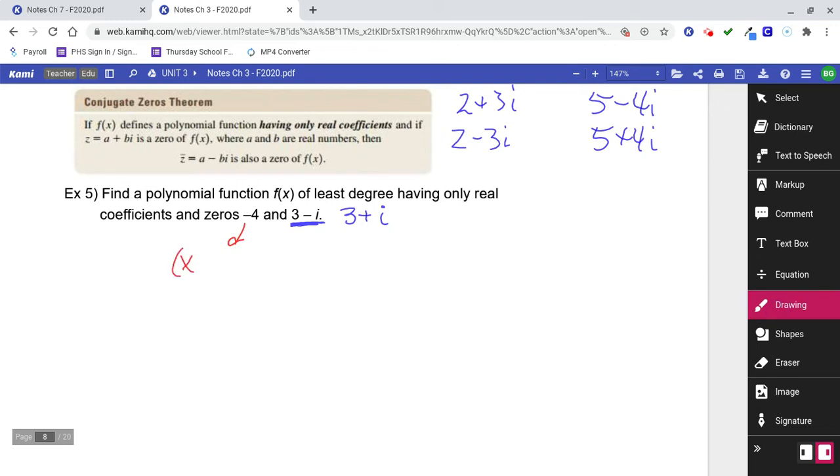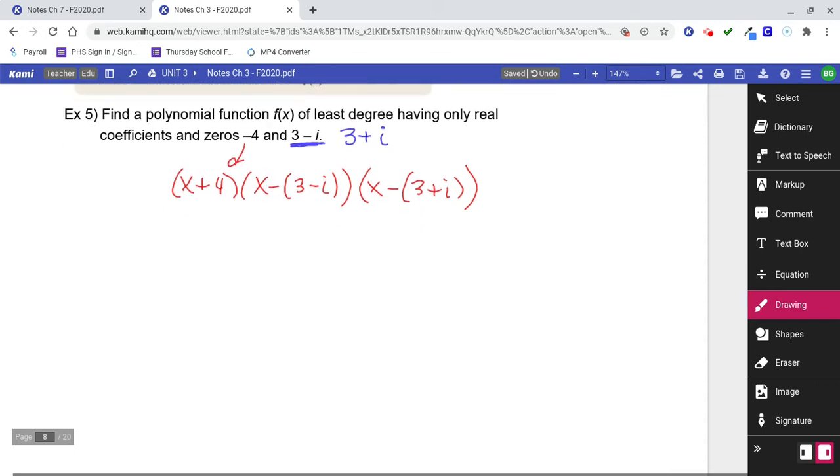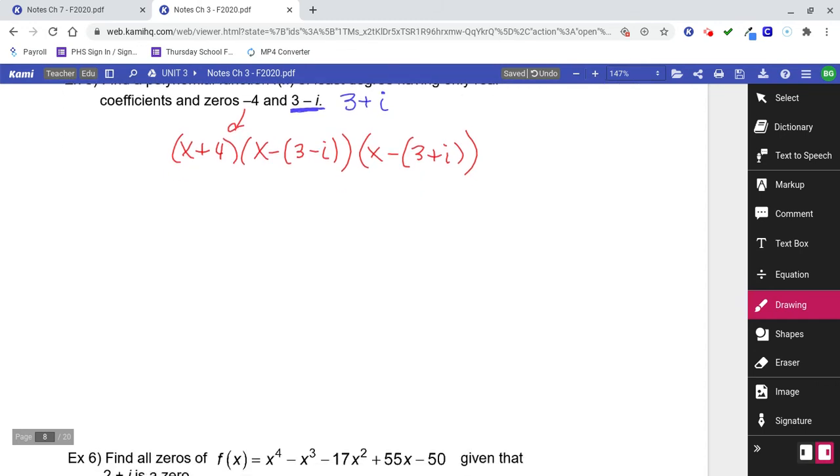-4, that must have come from x plus 4. And 3 minus i, that must have come from x minus (3 minus i). And 3 plus i came from x minus (3 plus i). So I've got to basically multiply all that out. I've got to expand that. And let's see what we can do.